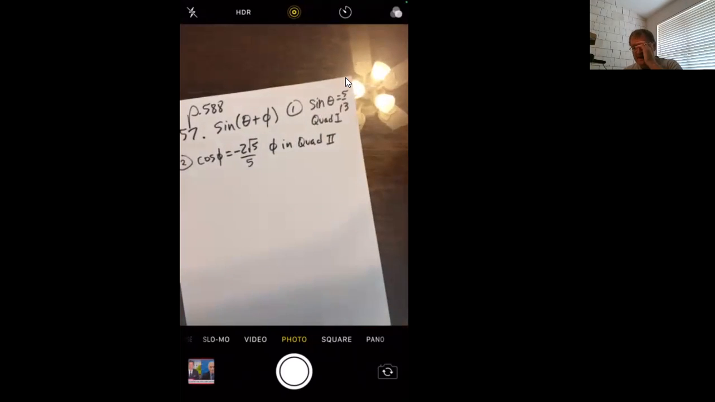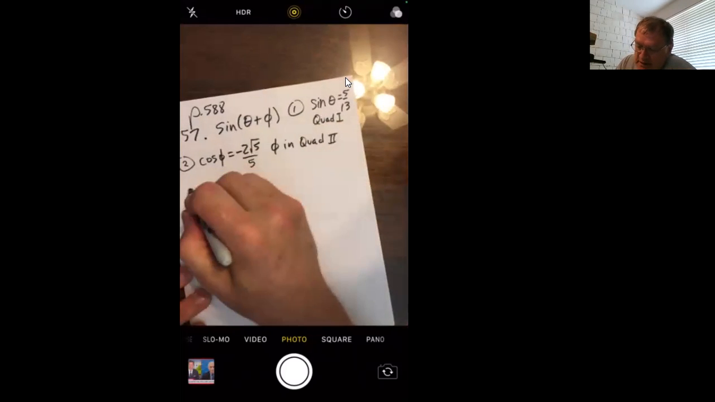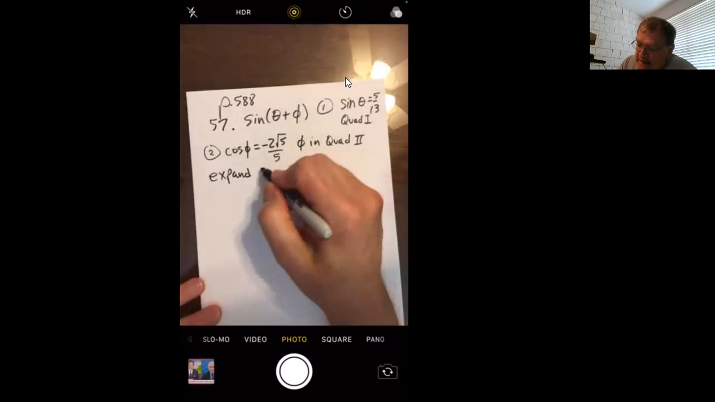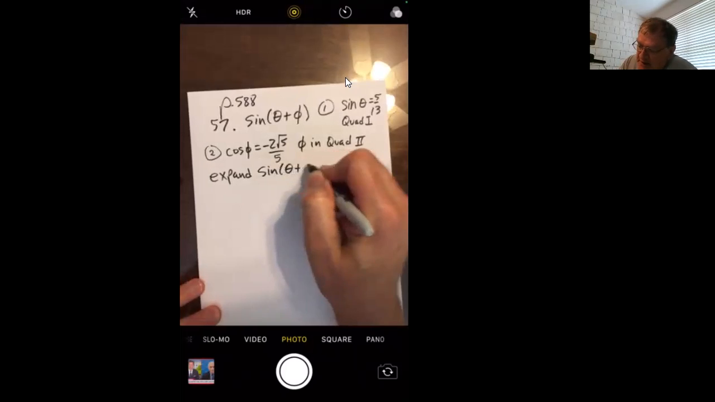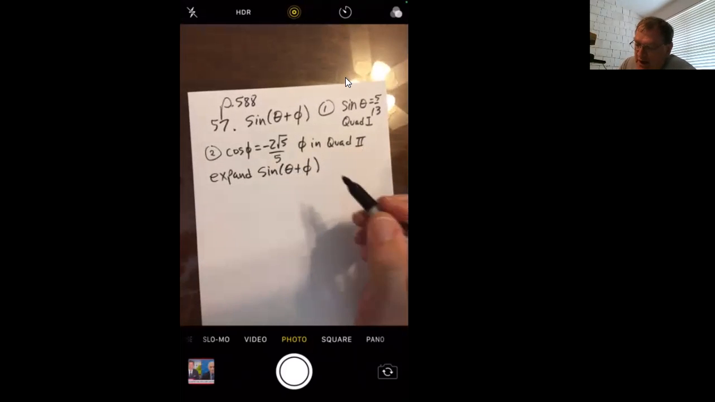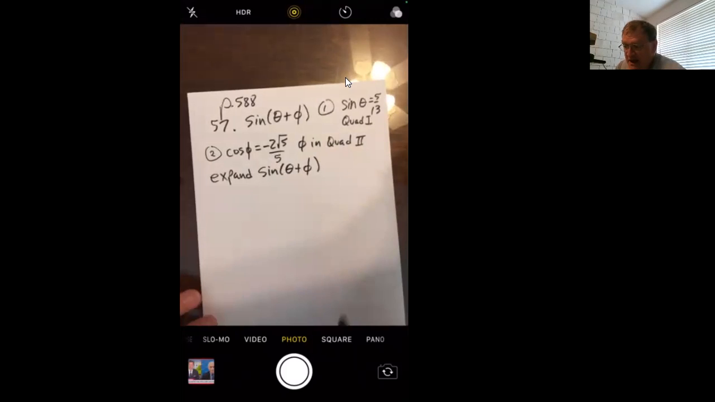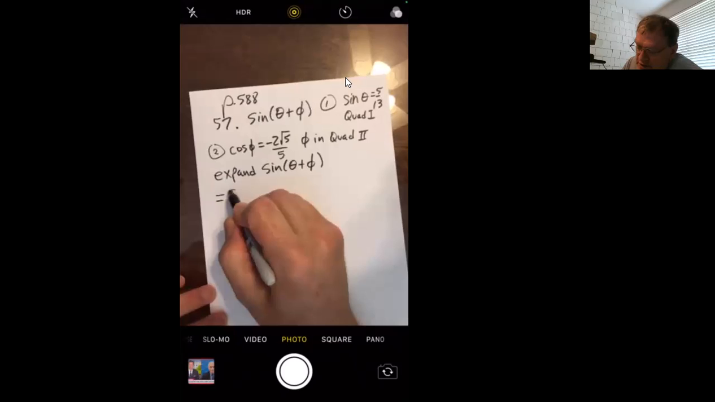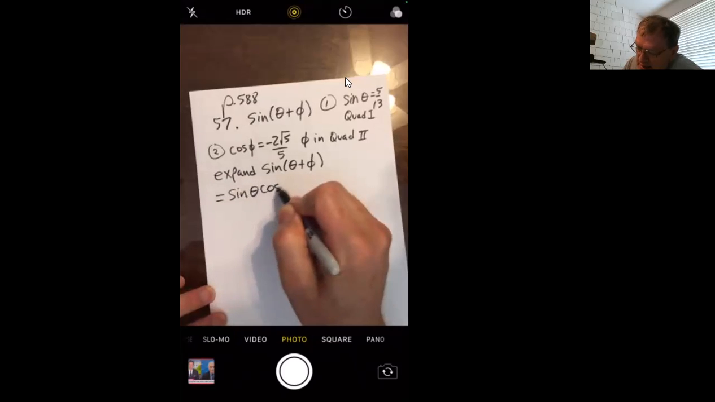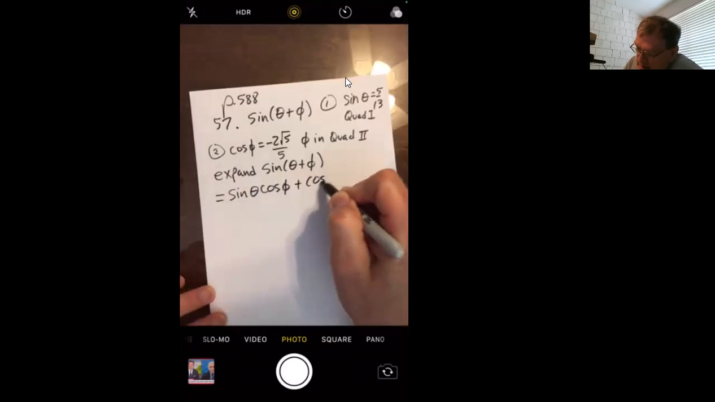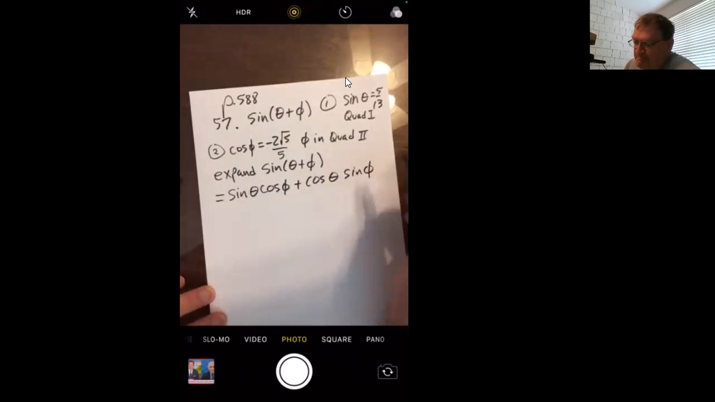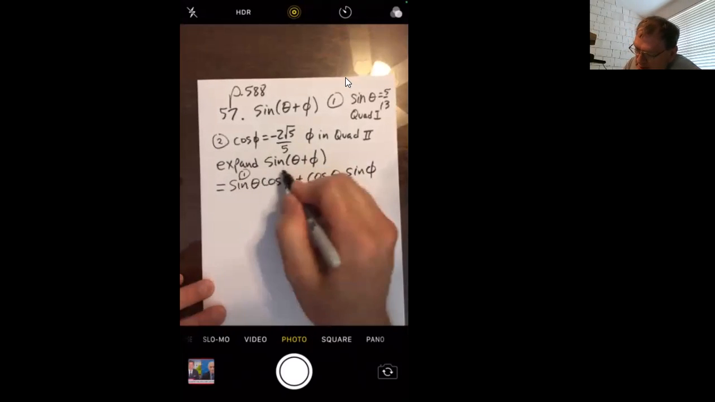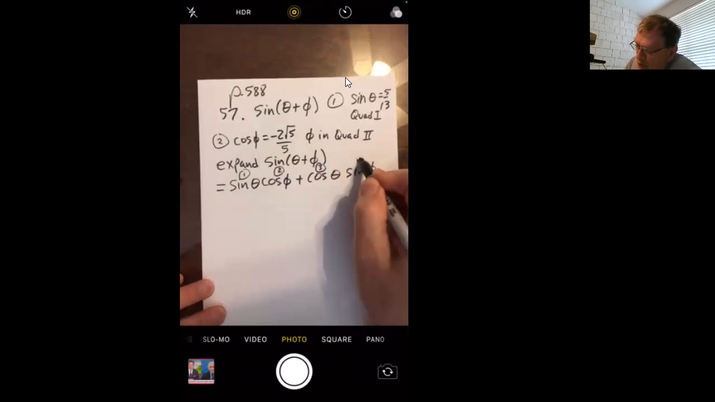Okay. We're going to expand out, so we know what we're plugging and chugging into. It's really plug and chug. Our sine of theta plus phi. We'll have 4 pieces. We'll number them 1, 2, 3, and 4. And we'll see if we can't puzzle out those 4 pieces. All right. So it is equal to sine cosine plus cosine sine. Okay, we'll number 1, 2, 3, and 4.